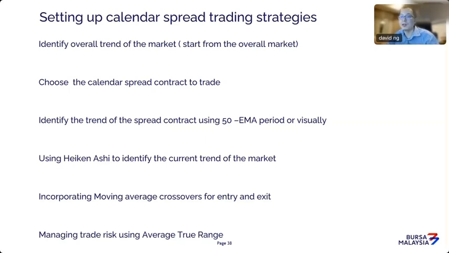Now, trend can also be established by looking at moving averages. Moving averages tend to give you a more distinct way of seeing where the trend of the market is heading. So you can do crossovers. You can imagine how the lines are crossing. So that would eventually be one of the strategies that you can use when you are trading spread contracts.